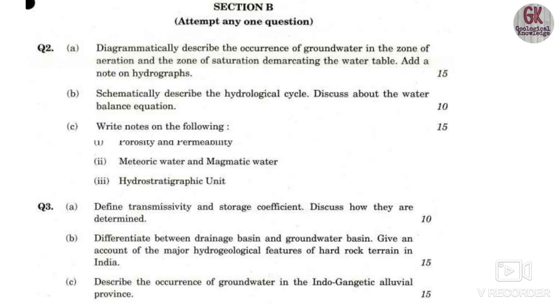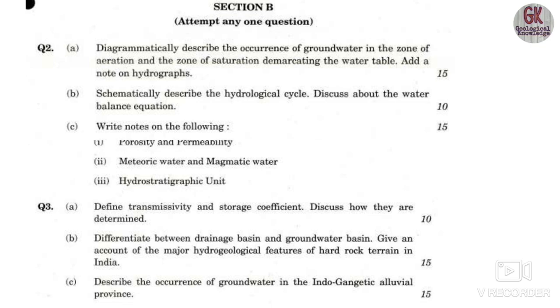Question number 2b is schematically describe the hydrological cycle and discuss the water balance equation. So you have to describe the hydrological cycle and also discuss the water balance equation. Question number 2c is you have to write short notes on the following: the porosity and permeability of an aquifer, meteoric water and the magmatic water, hydrostratigraphic units. So quite easy questions, or short notes you can just write down.